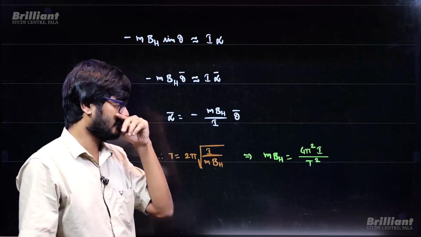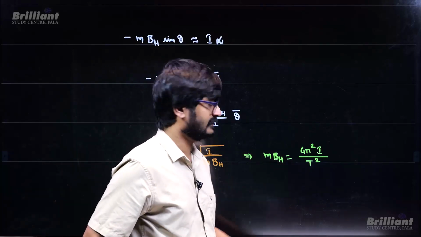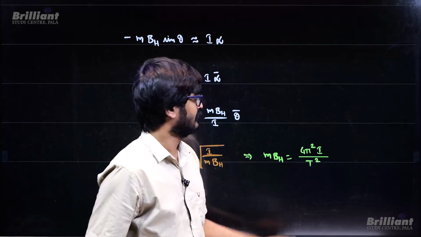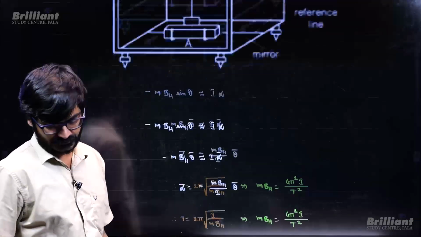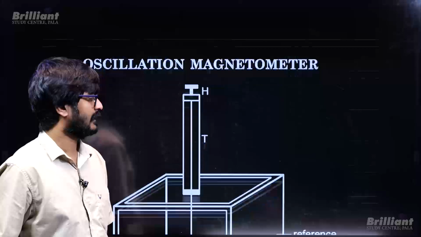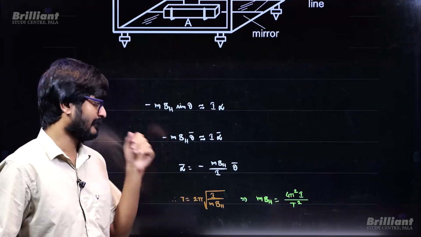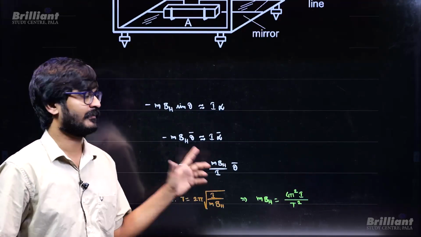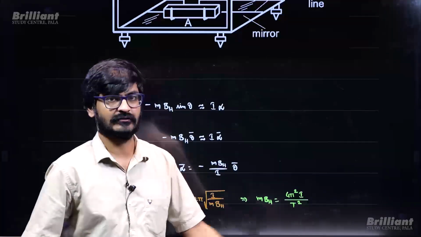This formula will be used majorly. Again, I can modify this and calculate m into bh easily, because moment of inertia is easy to calculate and time period is easy to calculate. So in the previous experiment I showed you where I can calculate m by bh easily, and here I can calculate m into bh easily. So if I multiply, I will get m. If I divide, I will get bh. If I multiply them, I will get the magnetic moment of the magnet. If I divide them, I will get the horizontal component of earth's magnetic field.